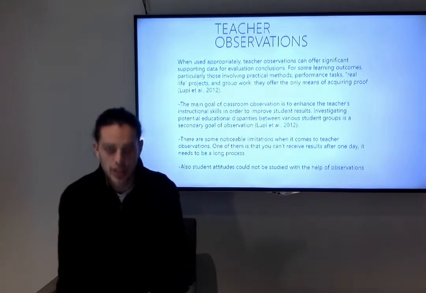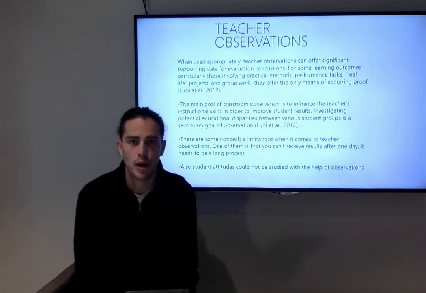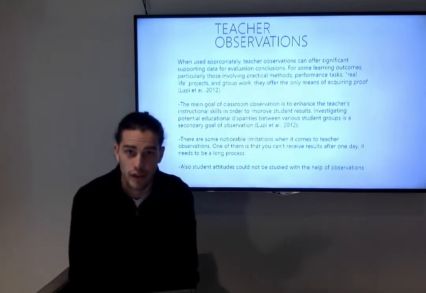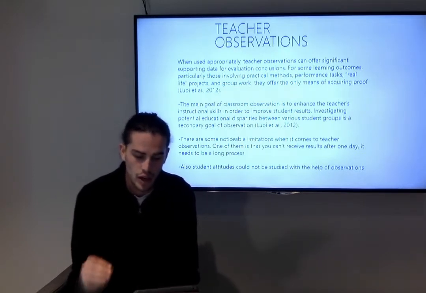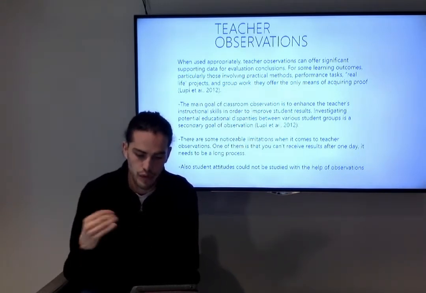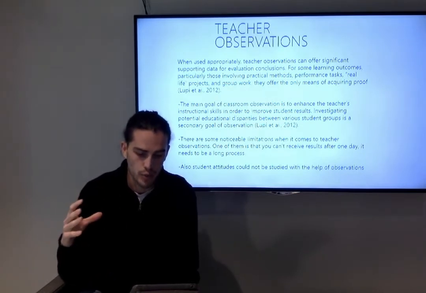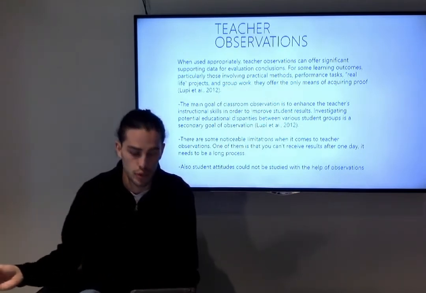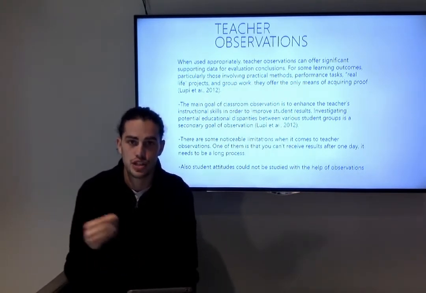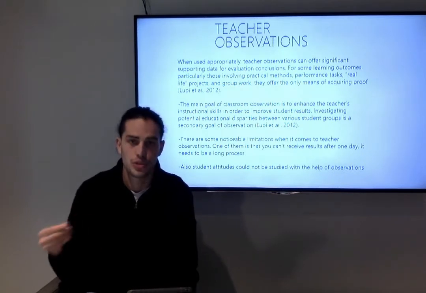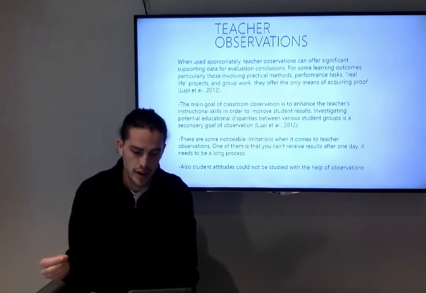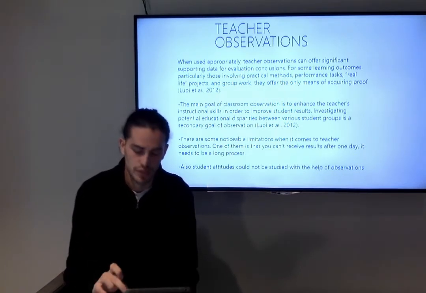Moving on to teacher observations. When used appropriately, teacher observations can offer significant supporting data for your evaluation conclusions. For some learning outcomes, particularly those involving practical methods, performance tasks, real-life projects, and group work, they offer the only means of acquiring proof. So the main goal of a classroom observation is to enhance the teacher's instructional skills in order to improve student results. Investigating potential education disparities between various student groups is a secondary goal of observation.